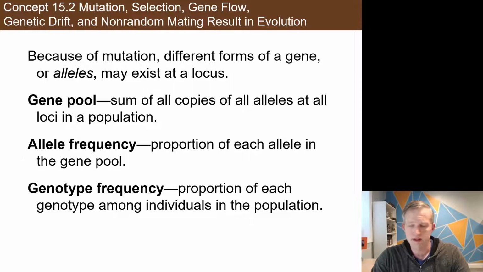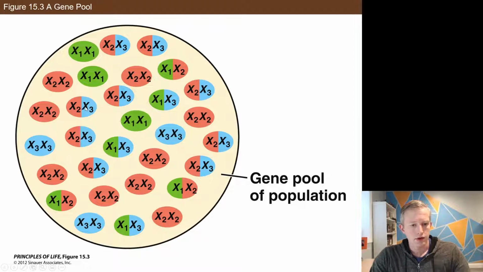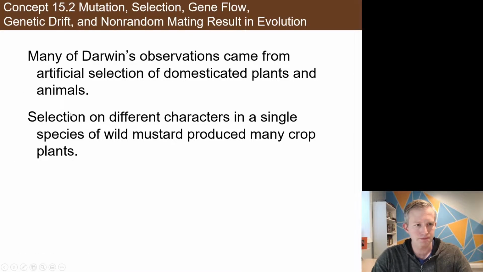And so that's where this idea of the gene pool comes in, which is looking at a population and saying, okay, well, what are all the different alleles that exist in this population? And the frequency of those alleles then is how predominant or how much of one particular allele out of the total allele population do we see. So here's a typical representation of a gene pool.